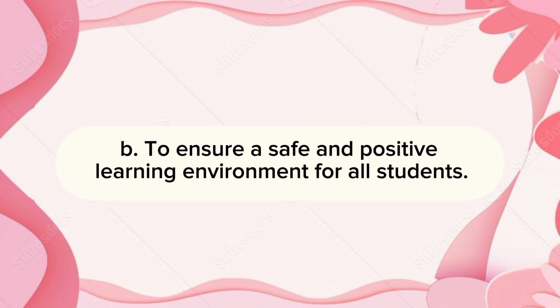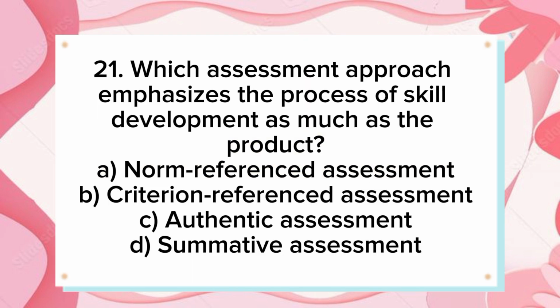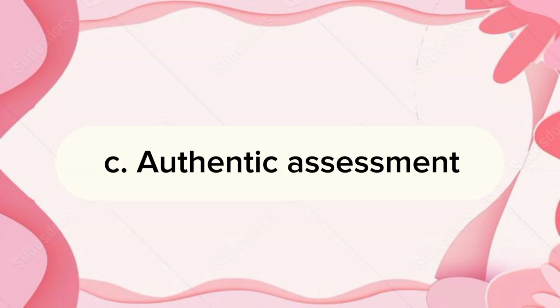For letter A, by focusing solely on one learning style. This will exclude students who learn best through other modalities. Letter C, by ignoring individual differences. This will not address the unique needs of students. Letter D, by providing only written instruction. This will not be accessible to all learners, especially those with visual or learning disabilities. That's why the answer is letter B.